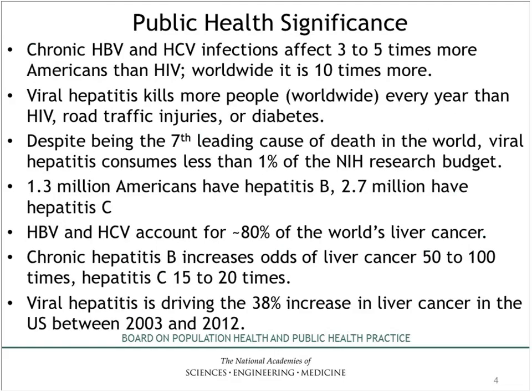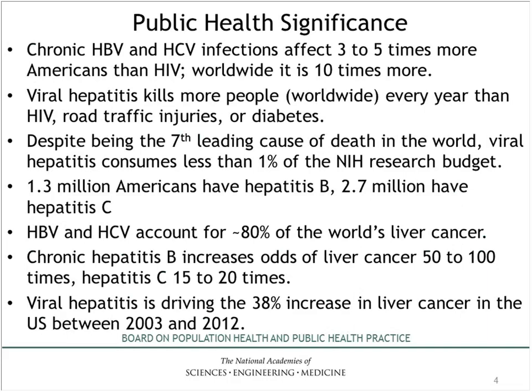Chronic hepatitis B and hepatitis C infections affect 3 to 5 times more Americans than HIV. Worldwide, it's 10 times more. Viral hepatitis kills more people worldwide every year than HIV, road traffic accidents, or diabetes. Yet despite being the 7th leading cause of death in the world, viral hepatitis consumes less than 1% of the NIH research budget. 1.3 million Americans have hepatitis B, 2.7 million have hepatitis C.